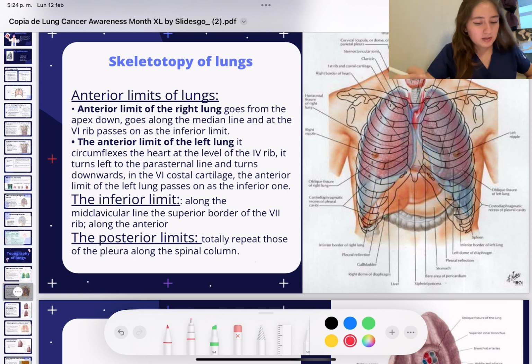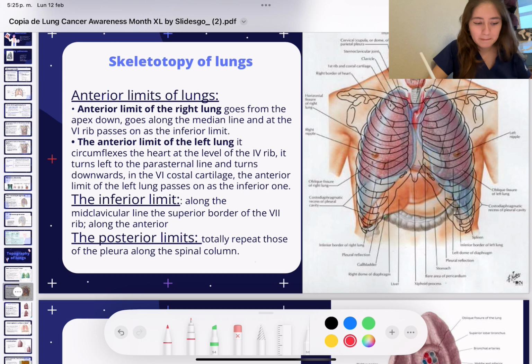The anterior limit of the left lung circumflexes the heart at the level of the 4th rib. It turns left to the parasternal line and turns downward at the 6th costal cartilage. The anterior limit of the left lung passes on as the inferior one. The inferior limit goes along the midclavicular line, at the superior border of the 7th rib along the anterior. The posterior limit totally repeats that of the pleura along the spinal cord.